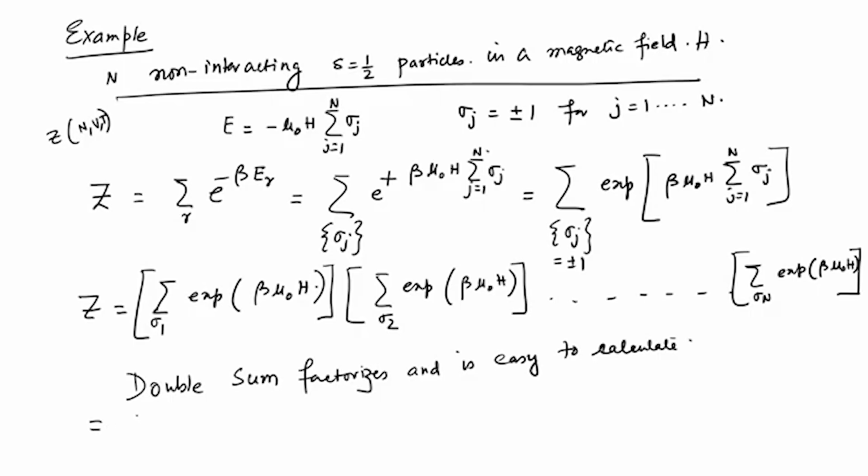Before that, let me write this Z as Z1 to the power n, because there is a multiplication of n such terms. So, I only have to calculate Z1, that is one of the square brackets, and I will be fine, because I just raise it to the power n, as all these terms give identical results. Okay. And Z1, that is any one of them, is the sum over sigma equal to plus minus 1 of exponential beta mu 0 h sigma.